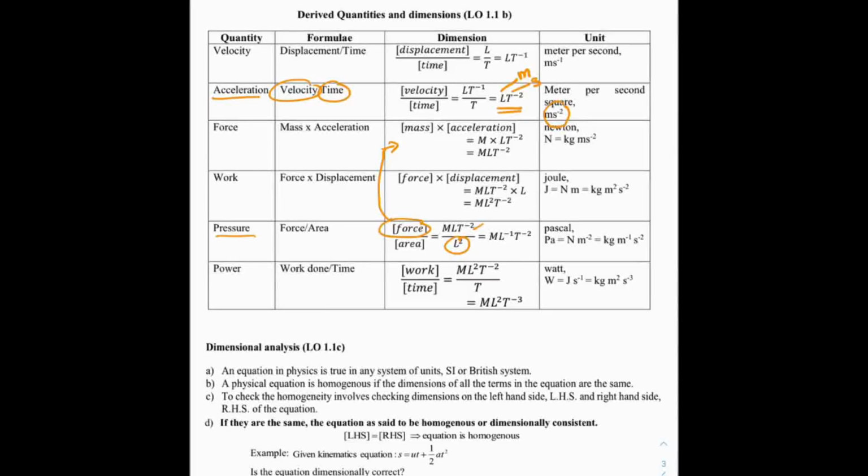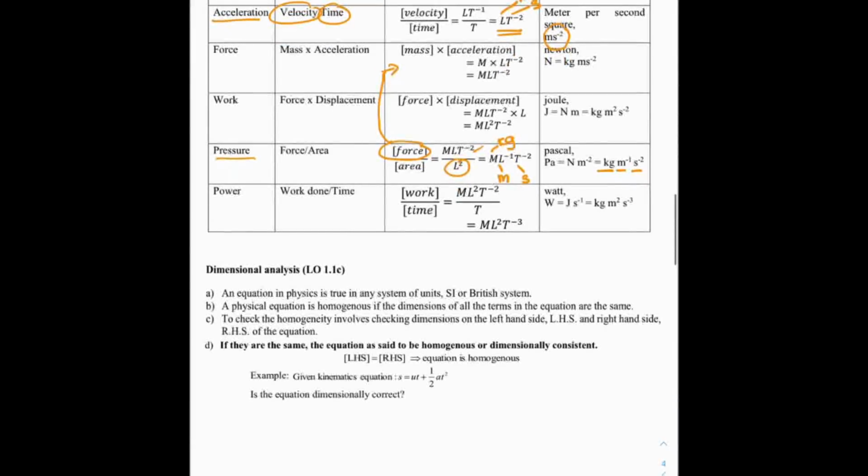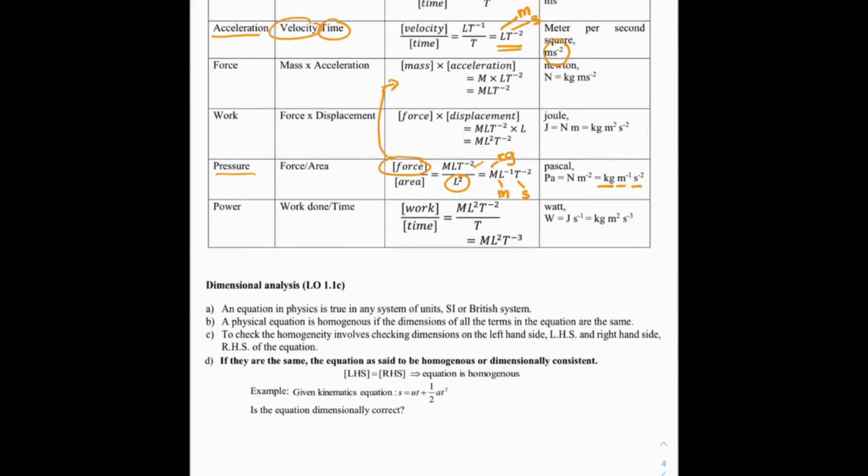M dekat sini adalah mass, so unit dia adalah kg. And then L dekat sini adalah length, unit dia adalah meter. And then you have T dekat sini, unit dia adalah second. So you get the unit for pressure as kg m negative 1 s negative 2, which is also the Pascal lah. Alright, so kita ada example-example lain. Boleh tengok ada force, ada work dan juga ada power. Boleh go through each to understand better.